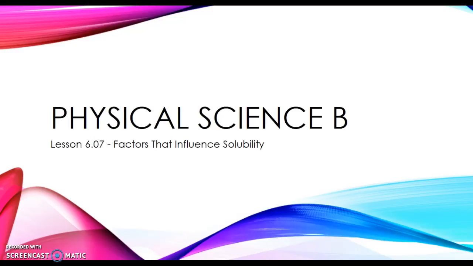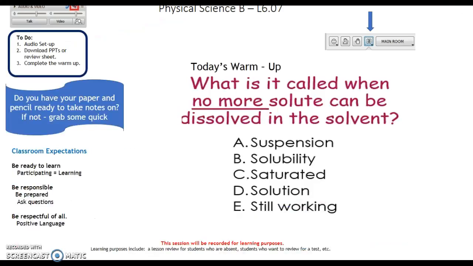Welcome to the lesson 6.07, recording factors that influence solubility. Let's start with a warm-up. What is it called when no more solute can be dissolved in the solvent? A, suspension. B, solubility. C, saturated. D, solution. E, still working on it.